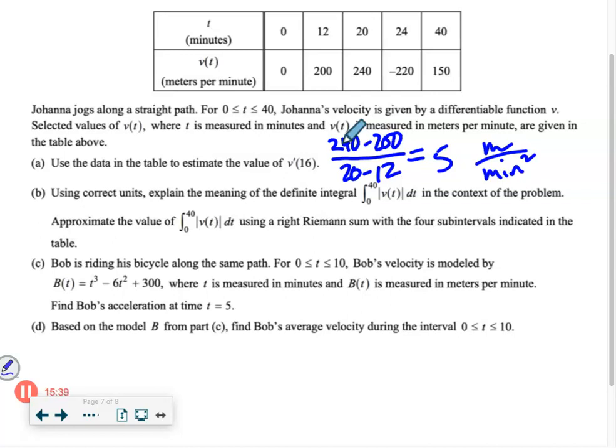All right, part B. Using correct units, explain the meaning of the integral 0 to 40 of the absolute value of v of t in the context of the problem. Does anyone remember what the definite integral of the absolute value of the velocity gives you? Total distance traveled, right? So this right here, you could actually write, this gives the total distance traveled by Johanna in meters from t equals 0 to t equals 40 minutes, right? So make sure you have input and output. 0 minutes to 40 minutes is gorgeous, represents total distance in meters. This is absolute perfection, right? So well done, beautifully written.